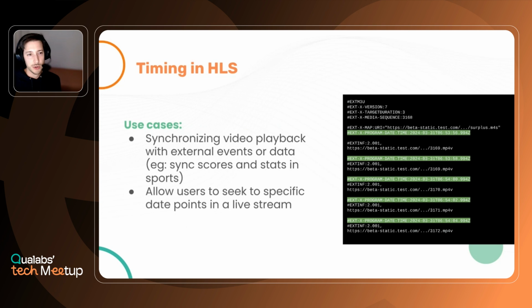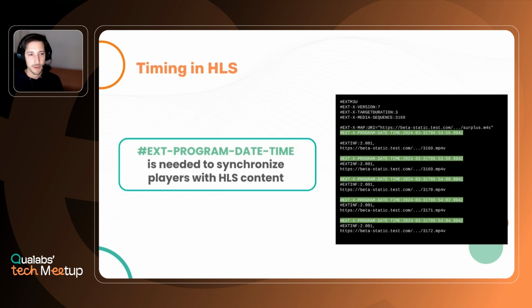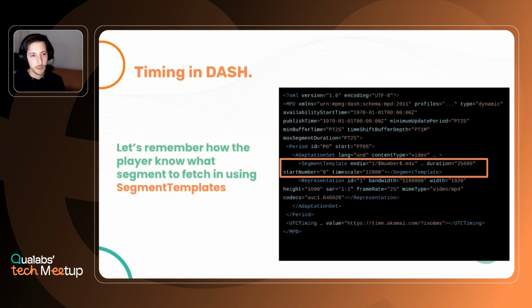We use this for synchronizing playback with external events data, for example, to sync with a score or stats in sports, or to allow users to seek to a specific date in a live stream. So basically, we will need this tag in our system to be able to synchronize players because it's the date, the timing information we will need.